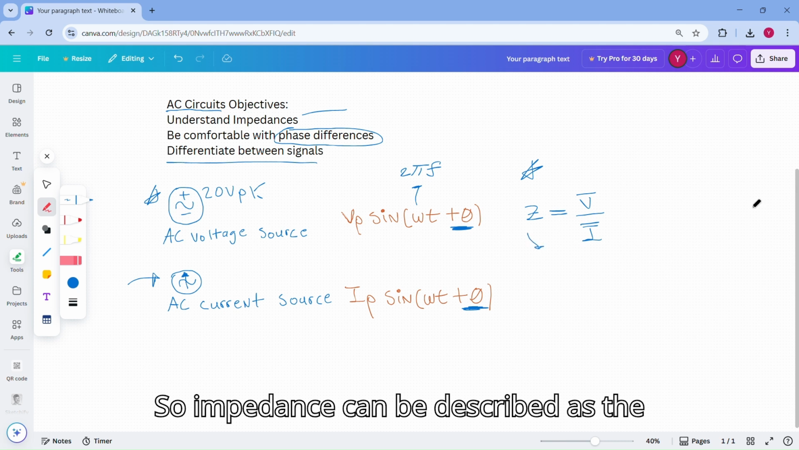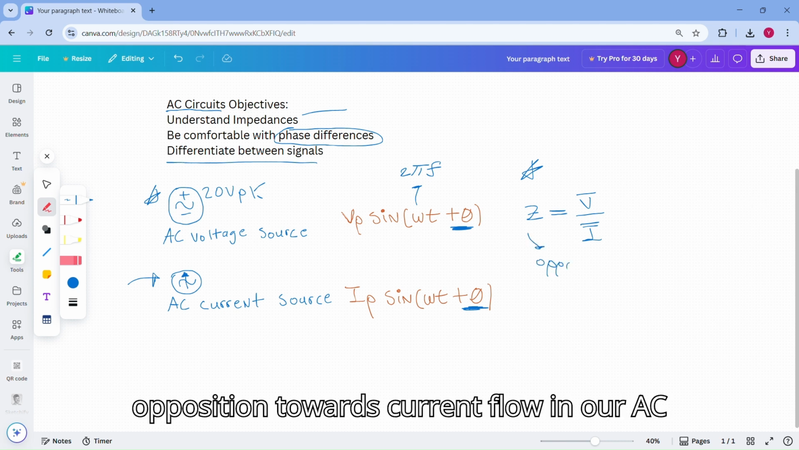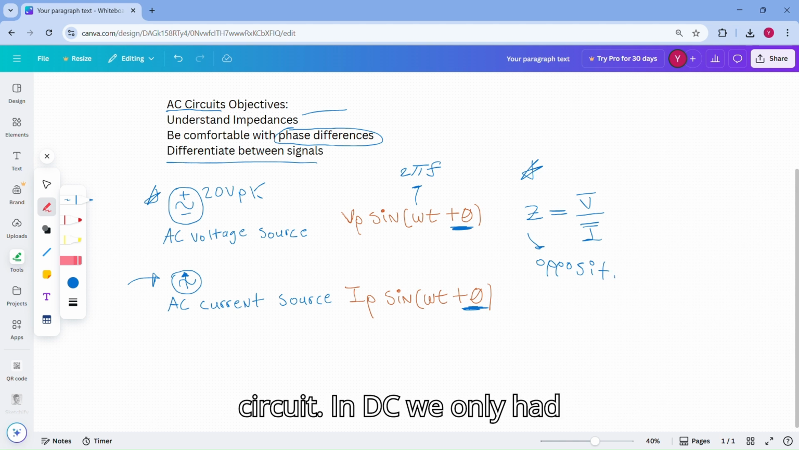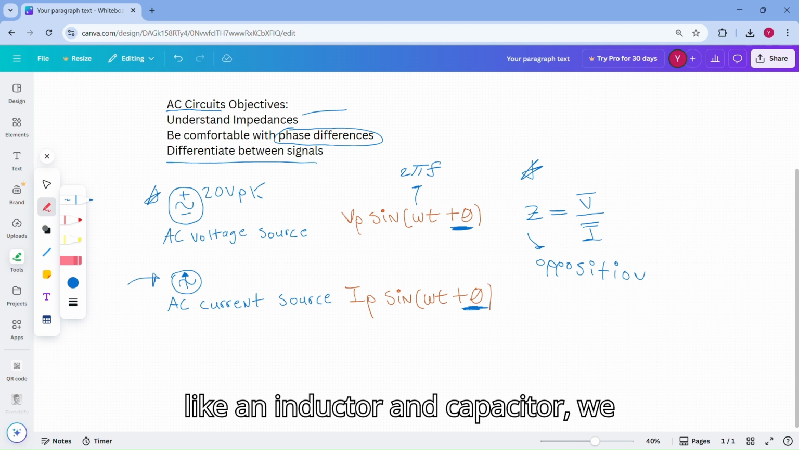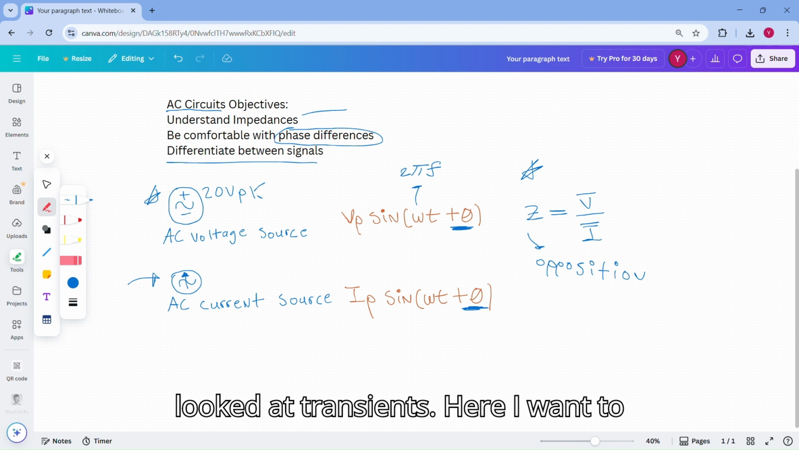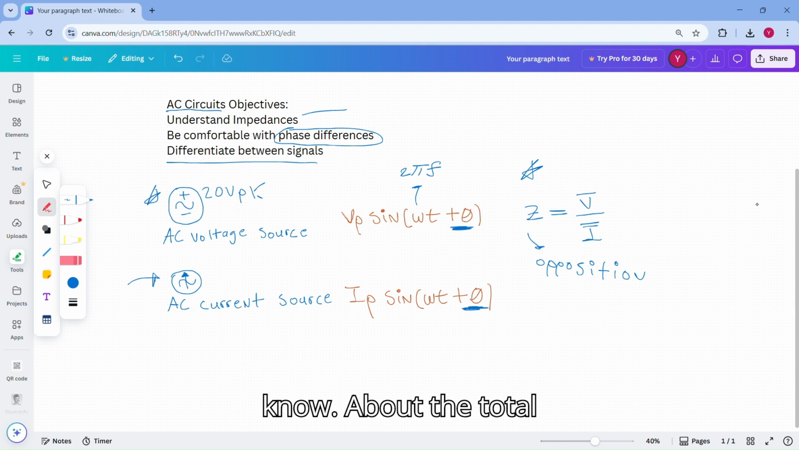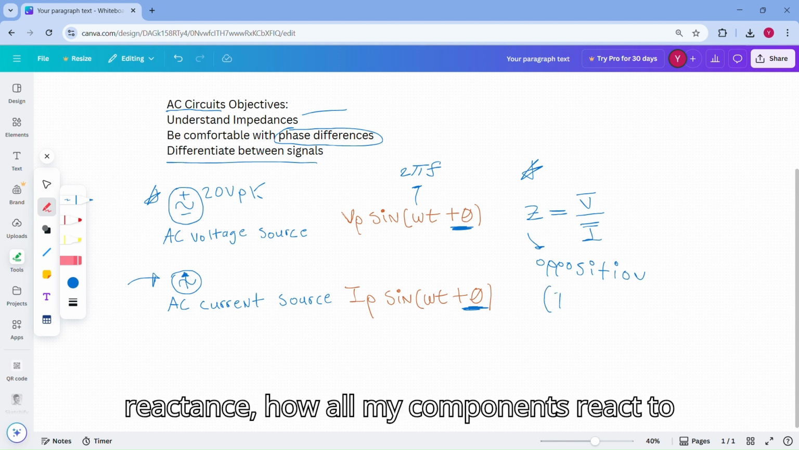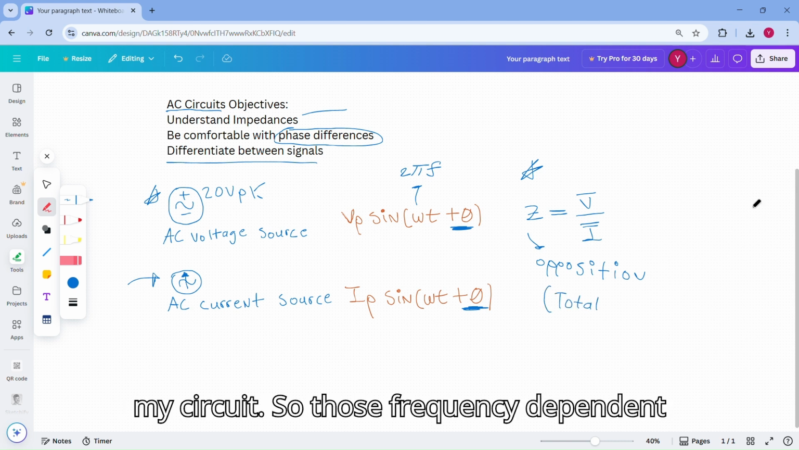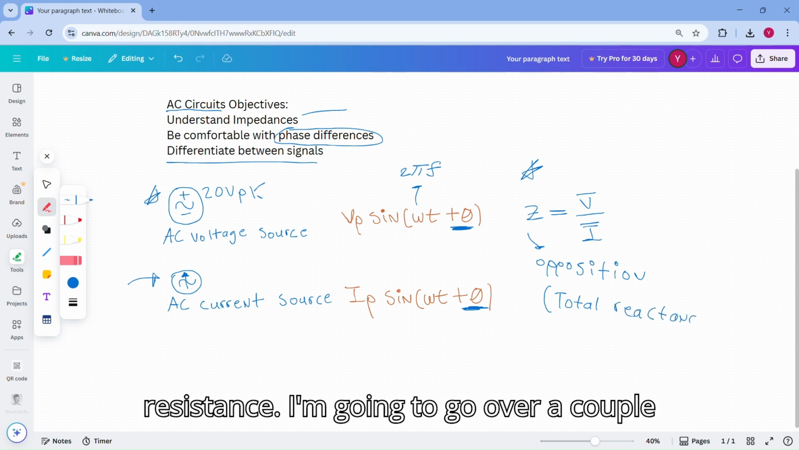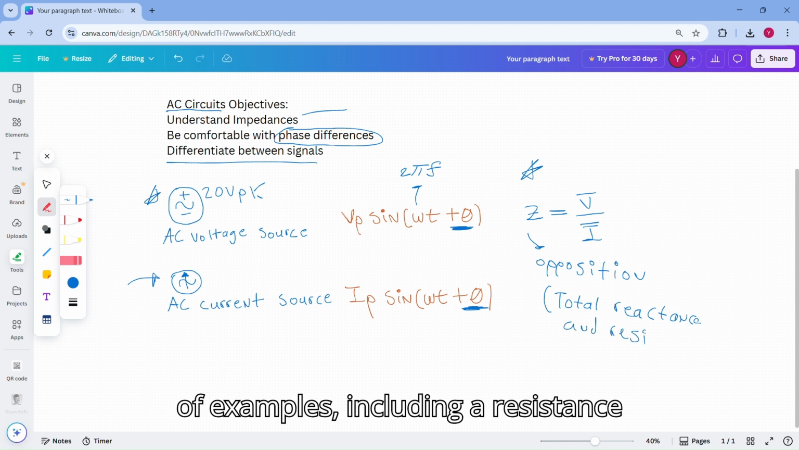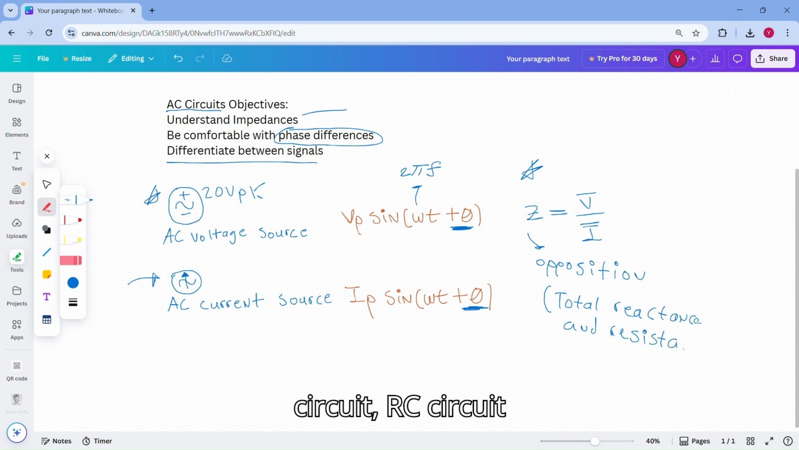So impedance can be described as the opposition towards current flow in our AC circuit. In DC, we only had resistors, or if we had another component like an inductor and capacitor, we looked at transients. Here I want to know about the total reactance, how all my components react to my circuit, so those frequency-dependent components, and also that total resistance. I'm going to go over a couple of examples, including a resistance circuit, an RC circuit, and an RL circuit.